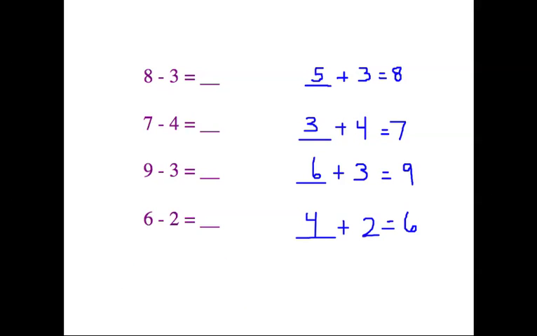Okay, here's the answers. Here on this side are how the addition problems would look, and here are the numbers that answer the addition problem and also the subtraction problem. So when we see that there's a 5 on the line here, we know that 8 minus 3 equals 5 because 5 plus 3 equals 8. Go ahead and check your work and correct any mistakes that you might have made, and then we're ready to move on.